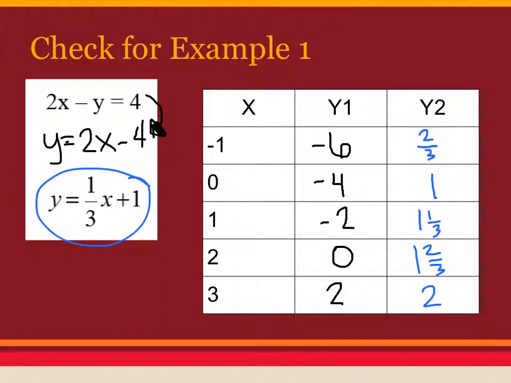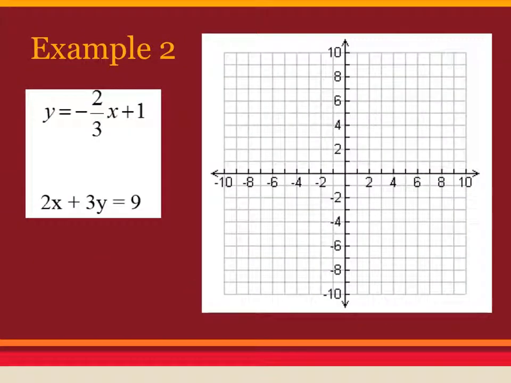Now, when we look at your table, you want to find where your y values are the same. And if we look at this table, in the very last column, the y values match. They're both 2, so that means the ordered pair (3, 2) is a solution for both of these. It's an ordered pair on both lines.